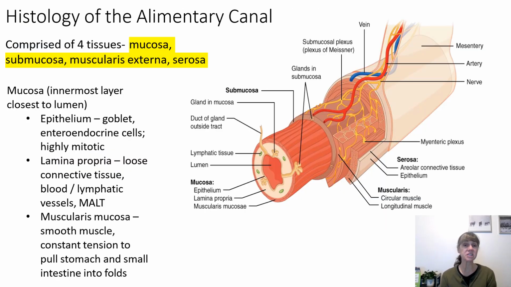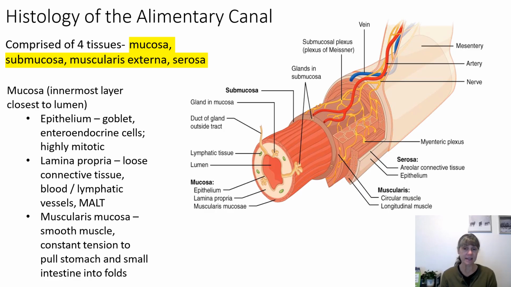When we look at the histology of the alimentary canal, we can see that for the most part it's comprised of 4 distinct tissues. We have the mucosa, which is the innermost layer closest to the lumen or the opening of the canal, the submucosa, the muscularis externa, and the serosa. The mucosa, again, is the innermost layer closest to the lumen, and that consists of 3 portions: the inner epithelial layer, which includes goblet cells, enteroendocrine cells, enzyme-secreting cells. It's highly mitotic, as most epithelial tissue is.